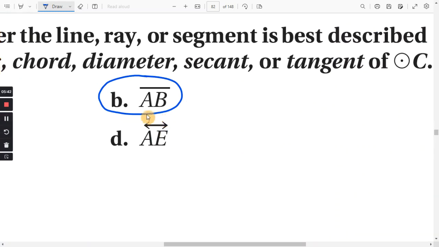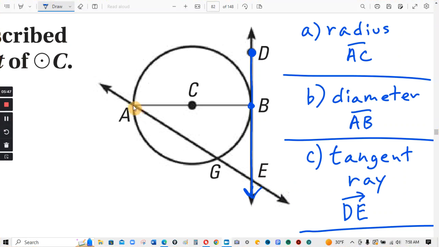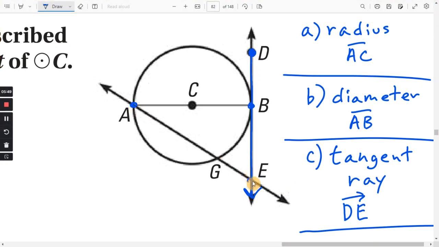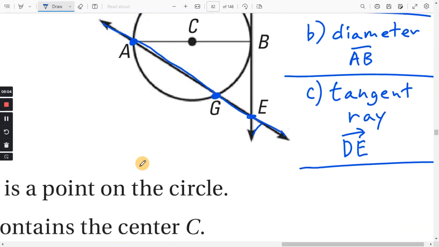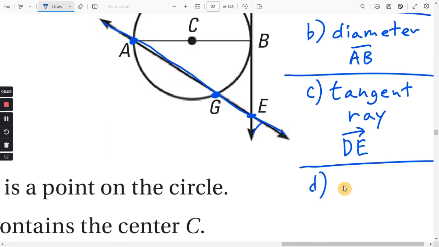And then finally, line AE. Here's point A, here's point E. And this line, AE, it intersects the circle at 2 points. So that is a secant. Answer D is a secant. And that is for line AE.